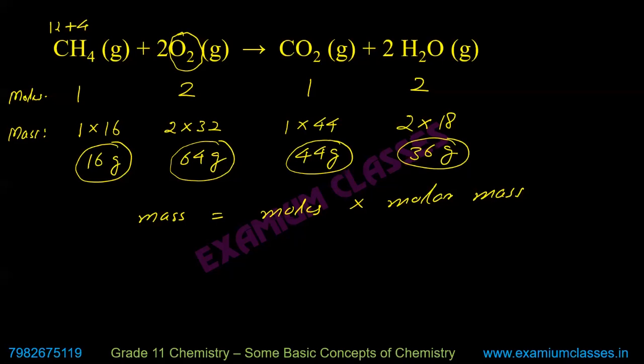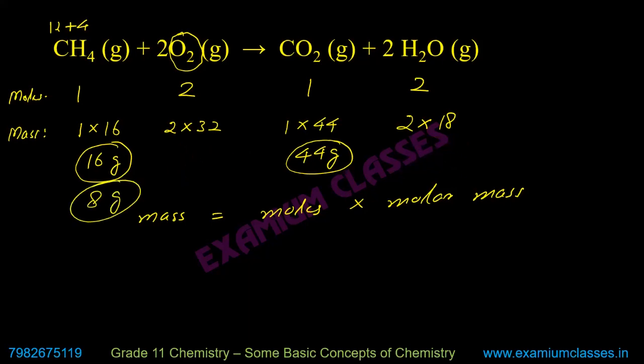Is it clear what I am saying? I converted moles to masses. So instead of talking in terms of moles, I am now talking in terms of masses. So if you are asked how many grams of carbon dioxide will be produced if you have been given 8 grams of methane, 16 grams produce 44 grams, so 8 grams will produce 22 grams. That 22 grams will be the answer. Okay, so that's why it is important.